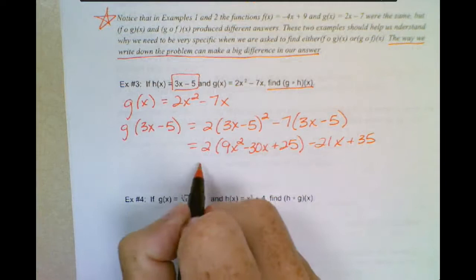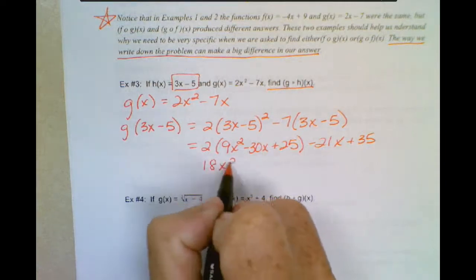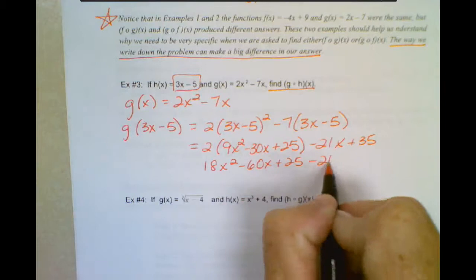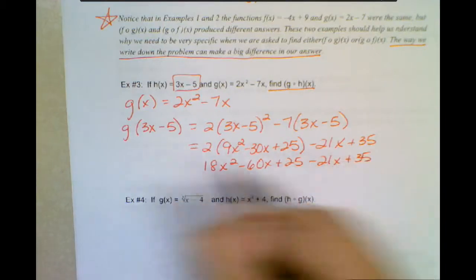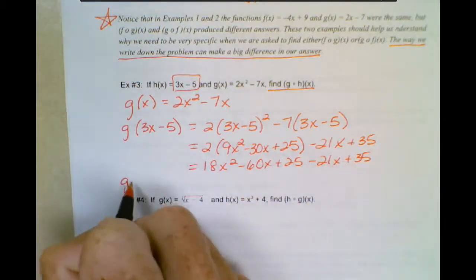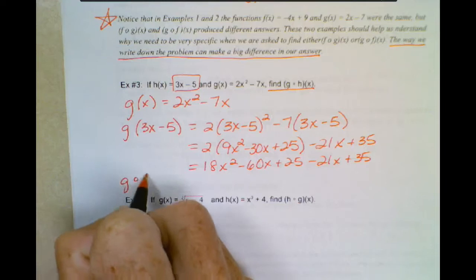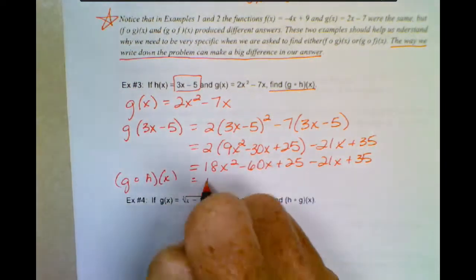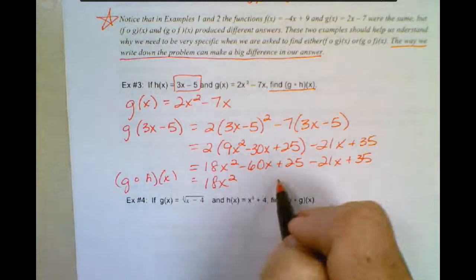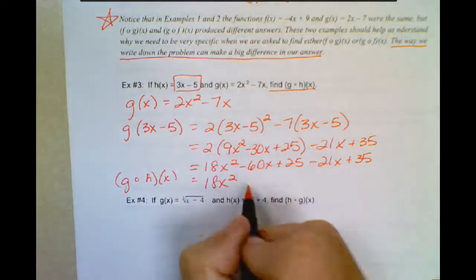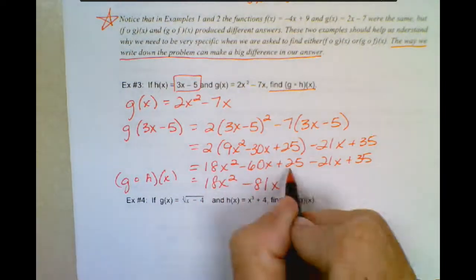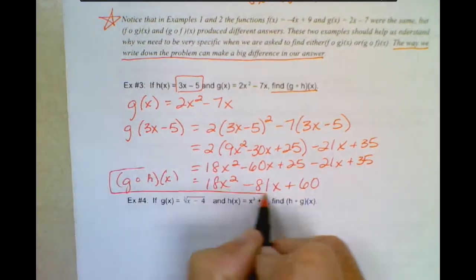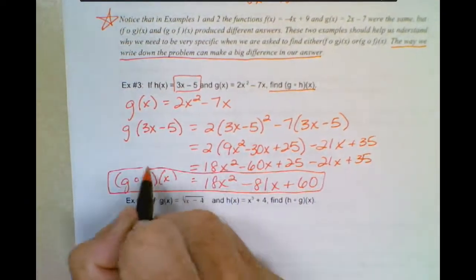Simplifying and getting rid of that parentheses, we would get 18x squared minus 60x plus 25 minus 21x plus 35. Simplifying a final time, we will get g of h of x equals 18x squared, it's the only one we have, negative 60 and negative 21 is negative 81x, 25 and 35 is 60. Okay.